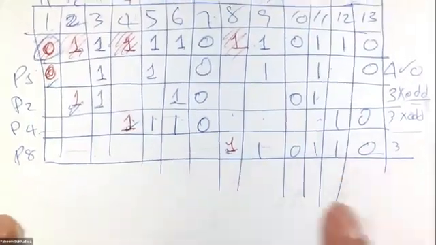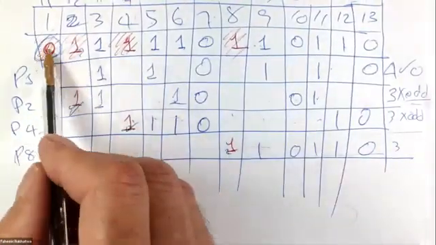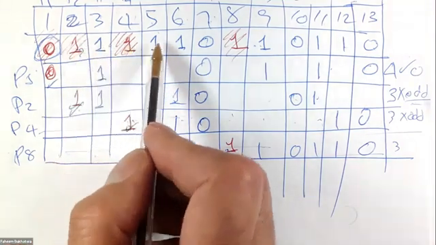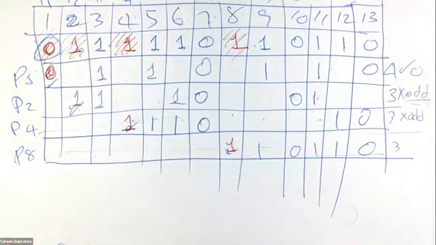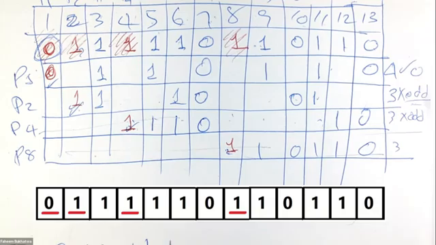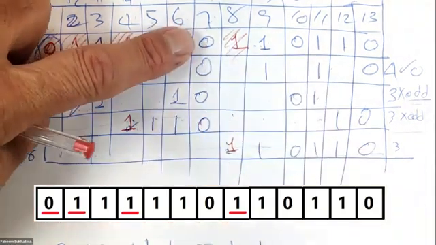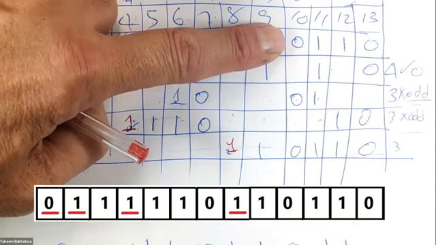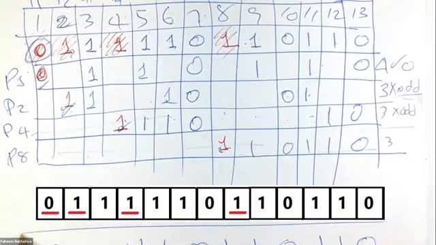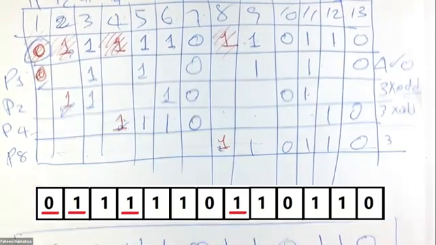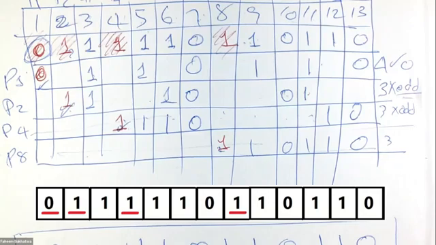And now you need to write the new data that's going. 0, 1, 1, 1, 1, 1. 0 followed by 5 ones. And then 0, 1, 1. And then 0, 1, 1, 0. And that's the frame that will be sent to the sender.